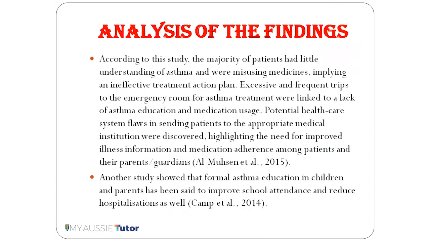The analysis of the findings after selecting these articles was that, according to one study, the majority of patients had little understanding. Almosen et al. 2015, the first study chosen, found that children had little understanding of asthma and were missing or misusing medicine, implying an ineffective treatment action plan. Therefore, excessive and frequent trips to the emergency room were very common. They were linked to a lack of asthma education and medication use. Potential healthcare system flaws in sending patients to the appropriate medical institutions were discovered, highlighting the need for improved illness information to be given to the children, their parents and their guardians as well.